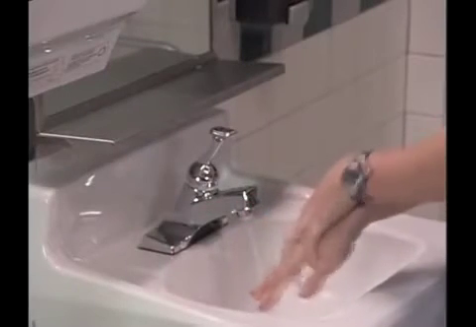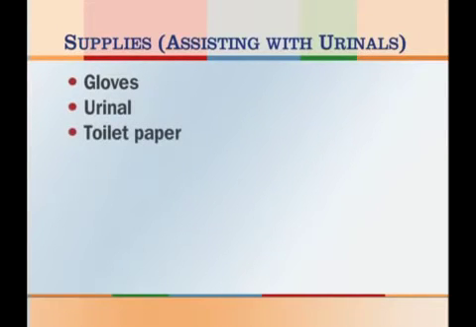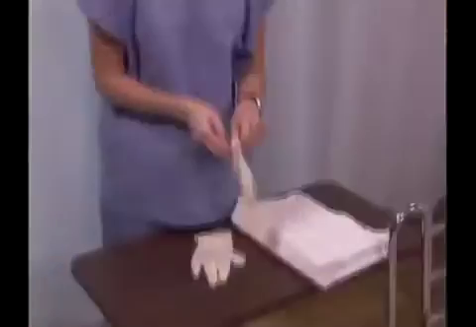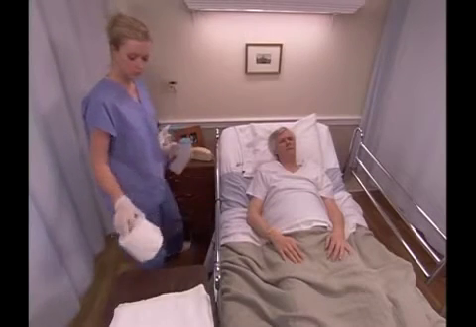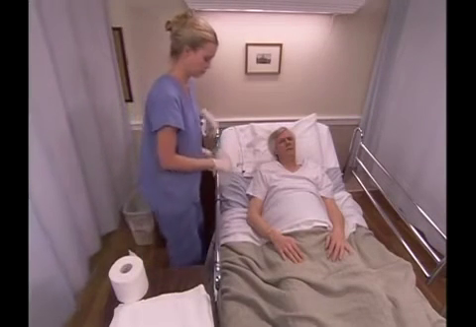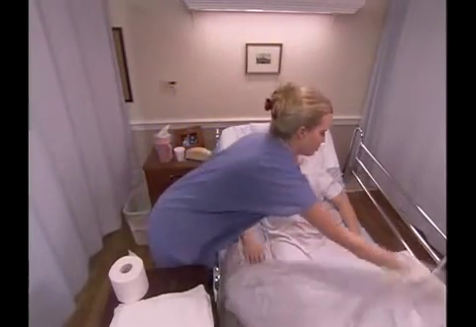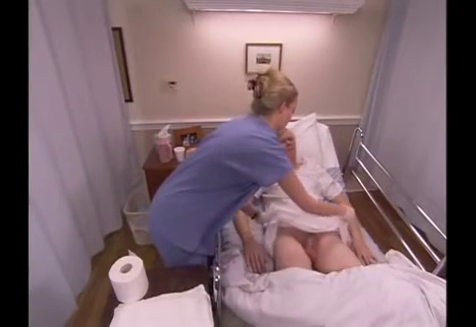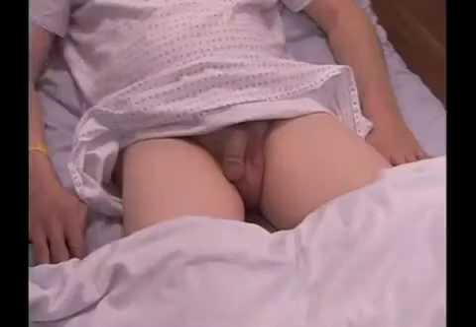To assist a man in using the urinal, begin by washing your hands, then gather your supplies. These include gloves, a urinal, toilet paper, a washcloth, and a towel. Put on your gloves. This person is not able to stand or sit up easily, so he will be using the urinal while lying down. Fan fold the top linens and adjust the person's clothing to expose the penis. If necessary, assist the person in positioning the urinal correctly.